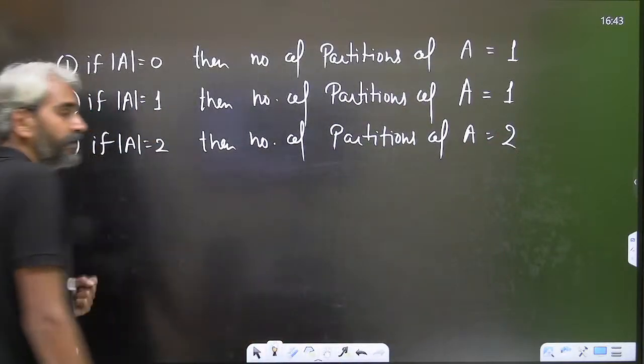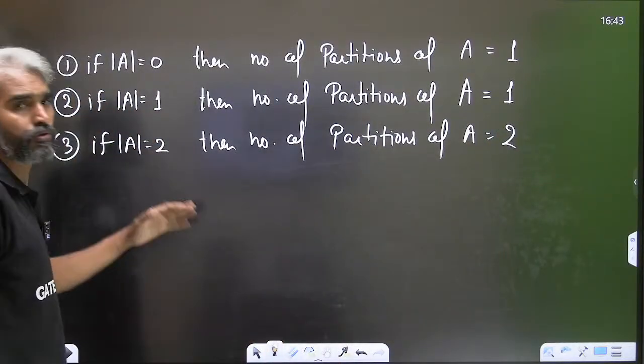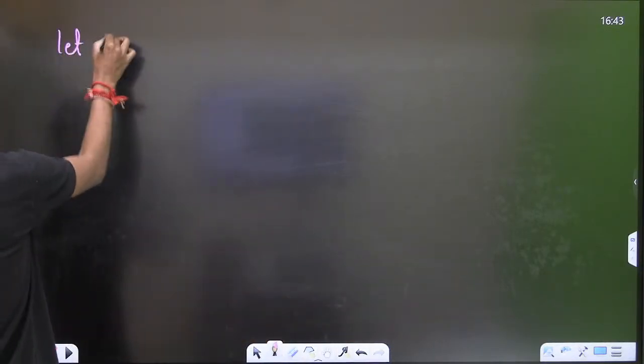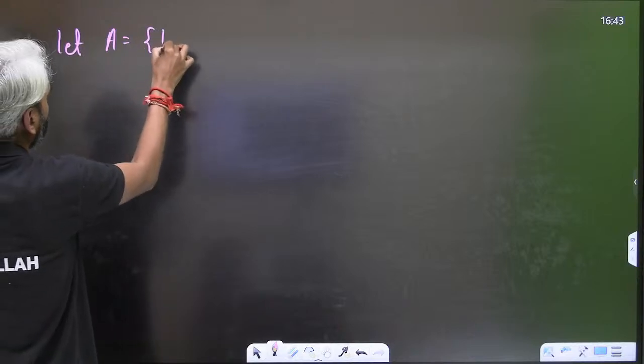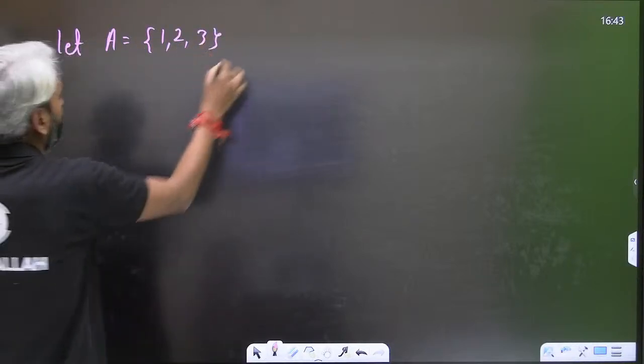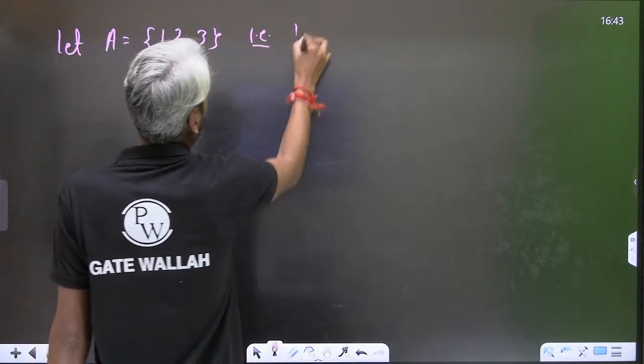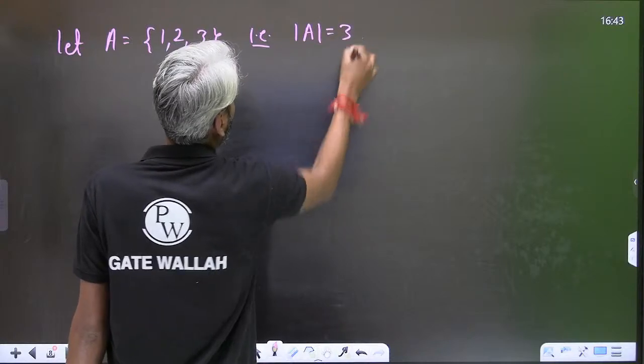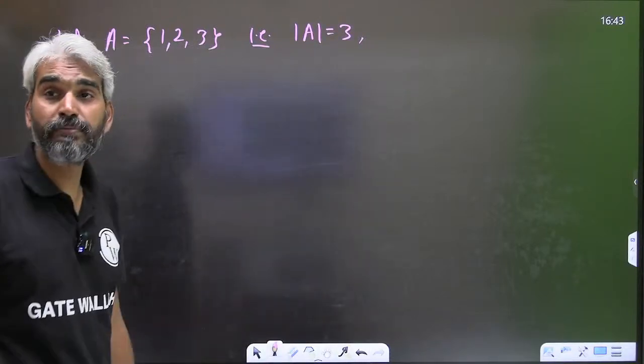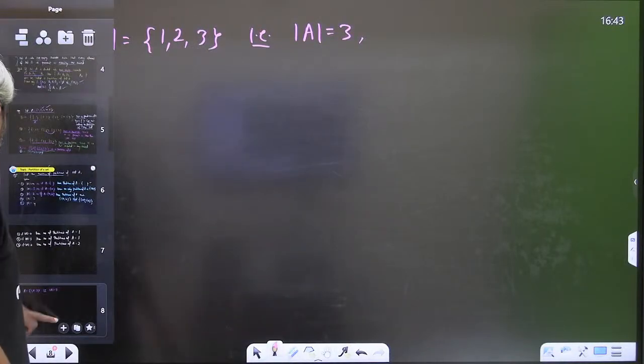Now it becomes trickier. The moment we go beyond 2, we will have to understand this. So let's assume A equals {1, 2, 3}, that is, mod A equals 3. Then how many partitions will be there? How many partitions will be there?